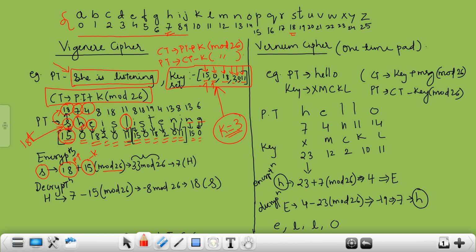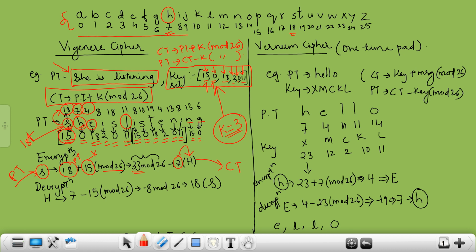All of you know why we are doing mod of 26: because we are working with respect to the alphabet A to Z, which are 26 letters. So what is 18 plus 15 mod 26? It is 33 mod 26, and the answer is 7. What is the alphabet associated with 7? The alphabet associated with 7 is H. So for my plain text S, I have got cipher text H. This is my cipher text, this is my plain text, using the formula plain text plus key mod of 26.